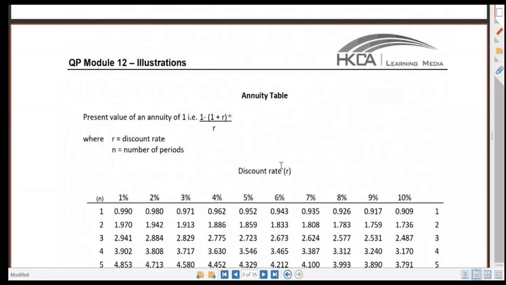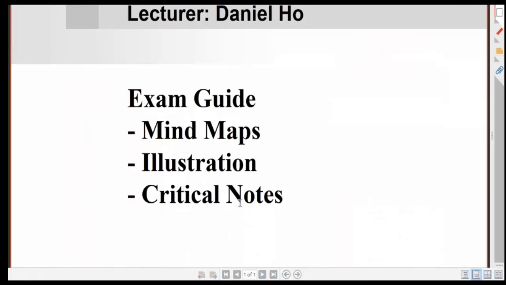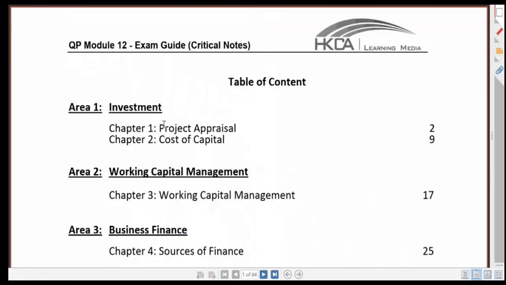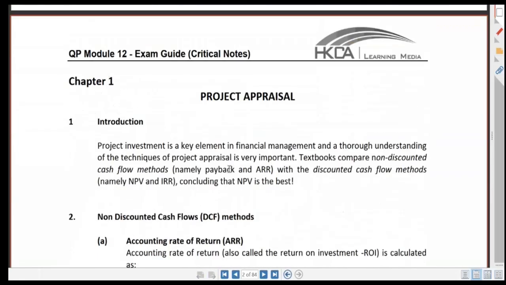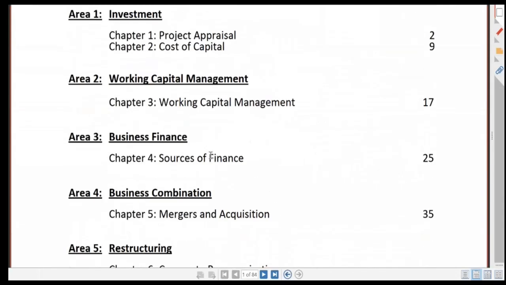Your exam, remember, is open book. So all this you can bring into the exam. Okay, so after your illustration, you will have the critical notes. This is for your own reading plus your learning pack. So the arrangement again is the same. Investment, working capital, business finance, and so on. You have chapter 1 and chapter 2 on the investment, and then followed by area number 2 and so on. So this is on your knowledge.